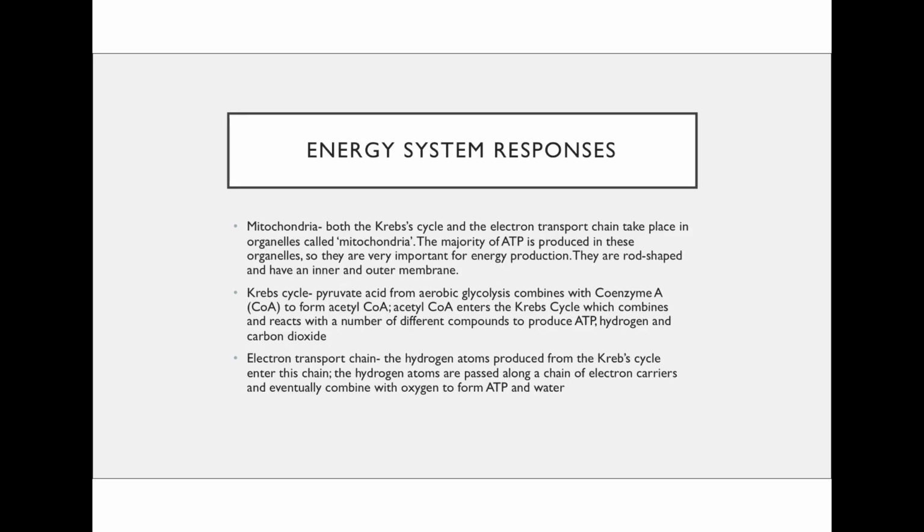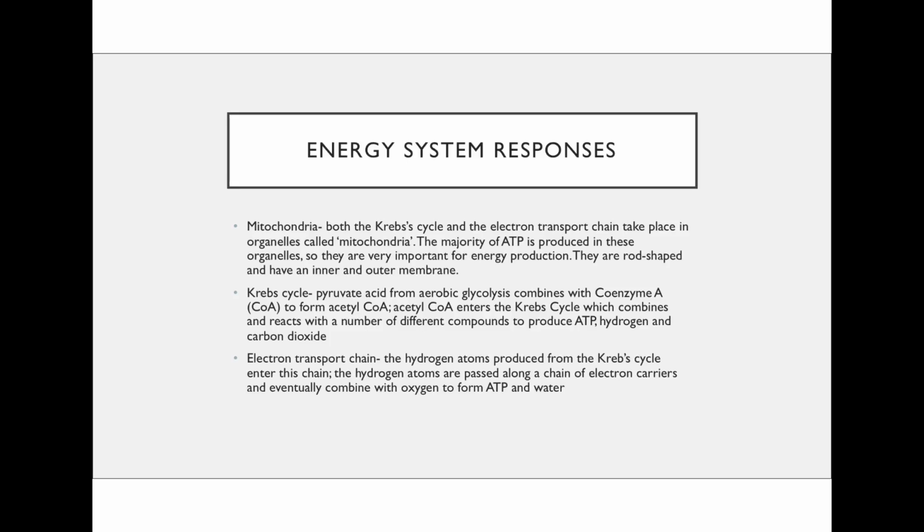Mitochondria. Both the Krebs cycle and the electron transport chain take place in organelles called mitochondria. The majority of ATP is produced in these organelles, so they are very important for energy production. They are rod-shaped and have an inner and outer membrane.